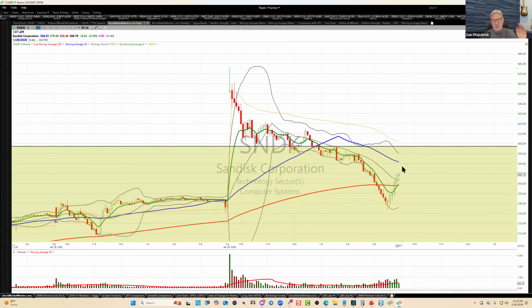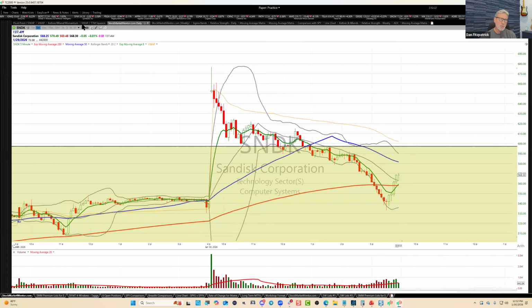And now it's rebounding a little bit and will probably close a bit higher, but it will definitely stay inside this box.